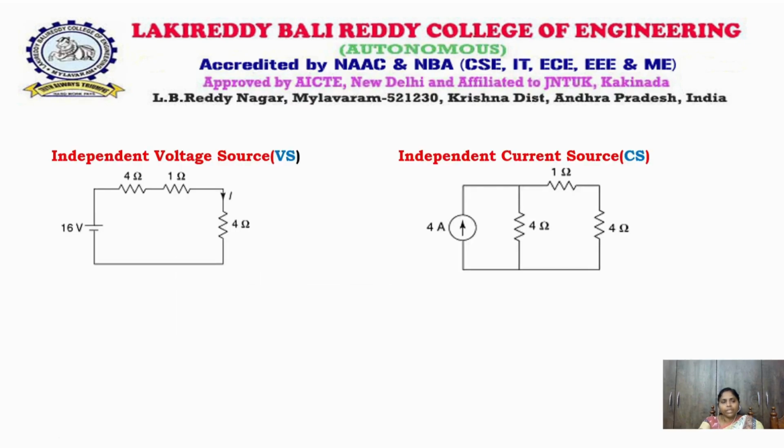Now coming to the sources. R, L and C are the passive elements, and the energy sources are the voltage source and current source. This is the representation of a voltage source, which is 16 volts, and this is the representation of a current source, which is 4 amperes. The arrow direction indicates the direction of current flow, and in the voltage source the bigger line is positive and the smaller line is negative.